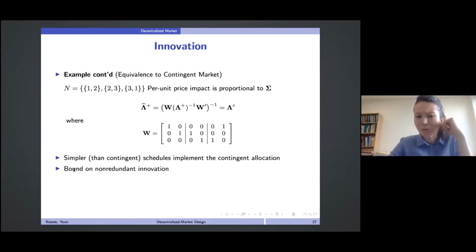This result also puts a bound on the number of innovations that can be introduced in markets and still be non-redundant. It shows that we can implement the contingent market allocation with simpler schedules. Right? So 2 assets per exchange suffice. In order to implement the contingent market allocation, it must be that for every pair of assets, there is a venue where these assets are cleared jointly. Okay, so the maximal number is K times K minus 1 over 2.